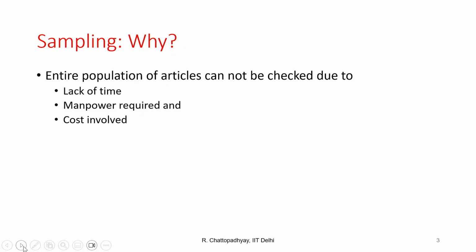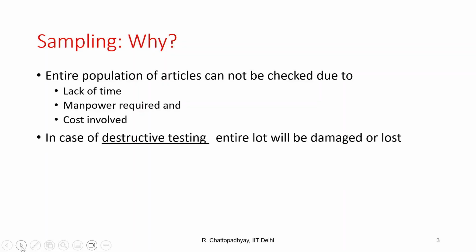You need a lot of manpower, a lot of instruments to check each and every property of the items. And then obviously there will be a lot of cost involved also. The more you want to check, the more time you require, more instruments, more people, and therefore the overall cost of checking is going to be very, very high. And thus the entire population is not possible to be checked.